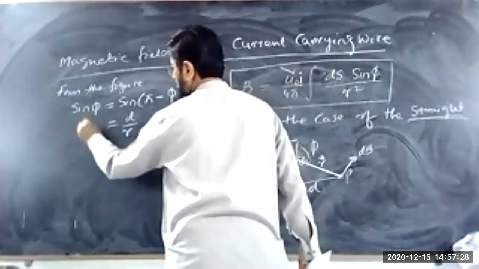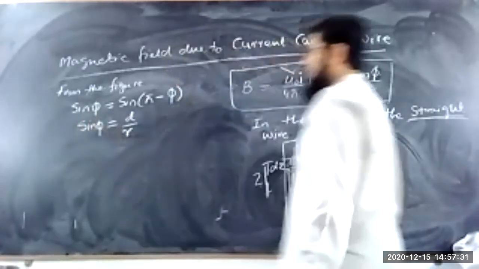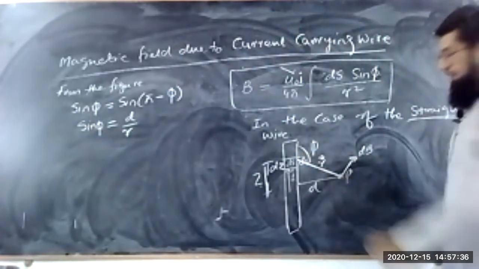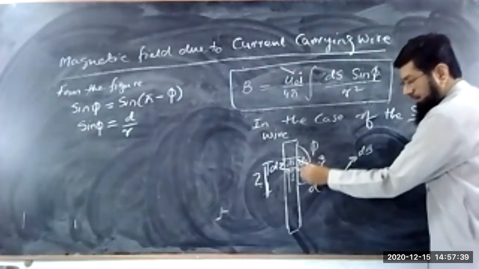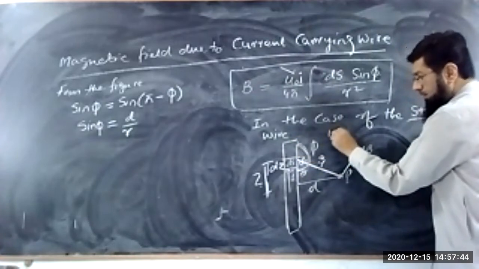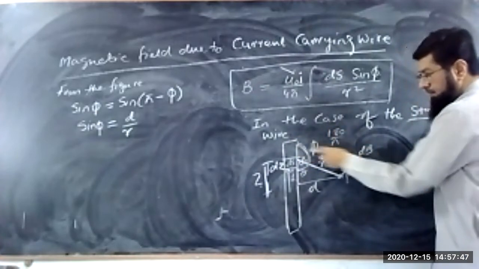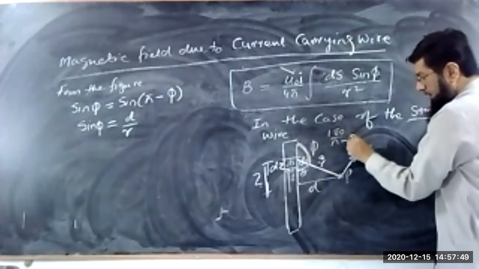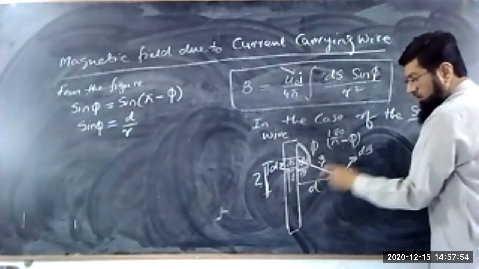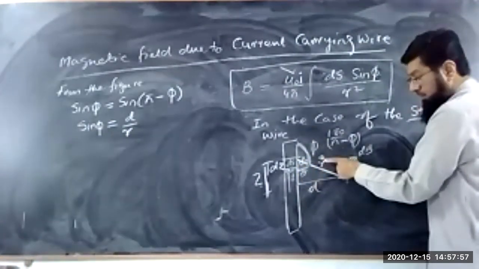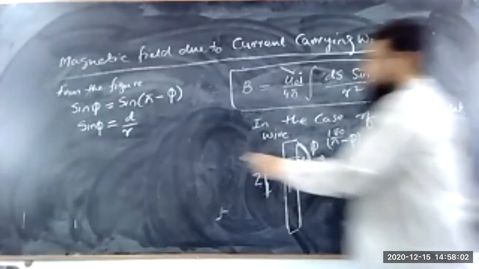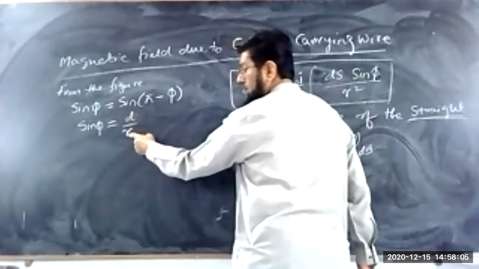Sine phi is equal to d upon r. This is the phi, and this angle is, let's say, theta. This complete angle is 180 degrees, or you may call it pi. If we subtract phi from pi, we get this angle. So sine theta is equal to the perpendicular upon the hypotenuse. Here sine phi is also the perpendicular upon hypotenuse.